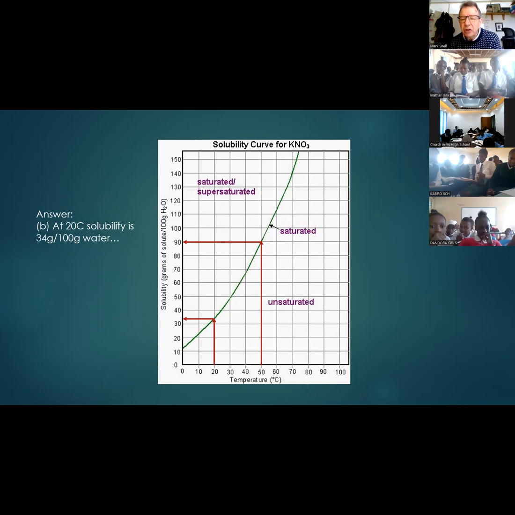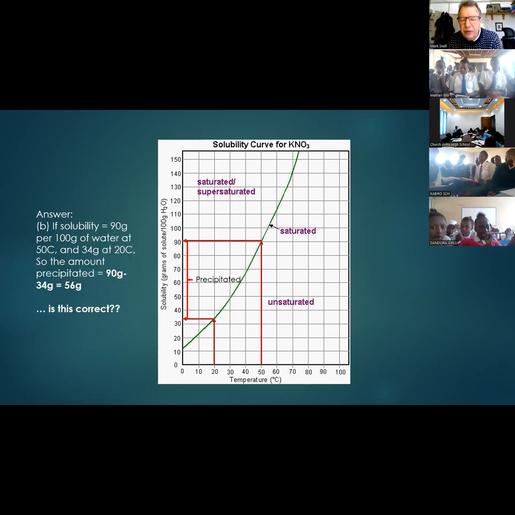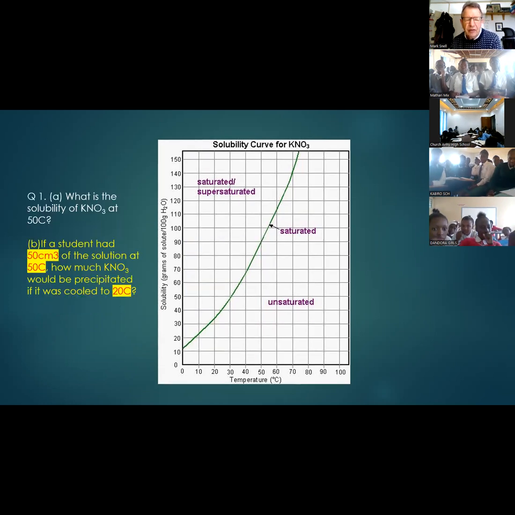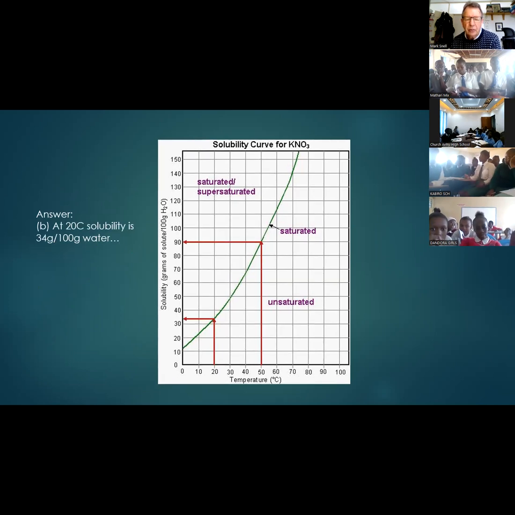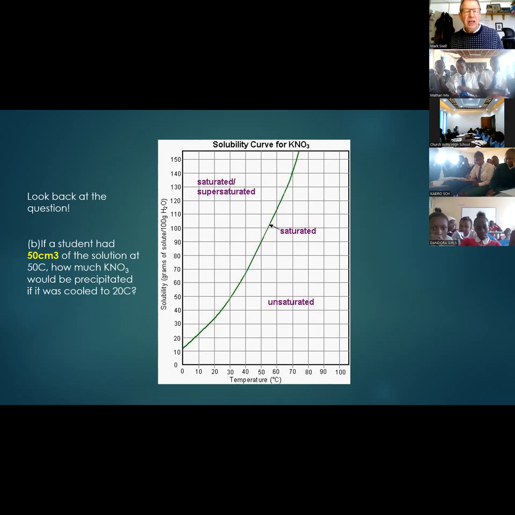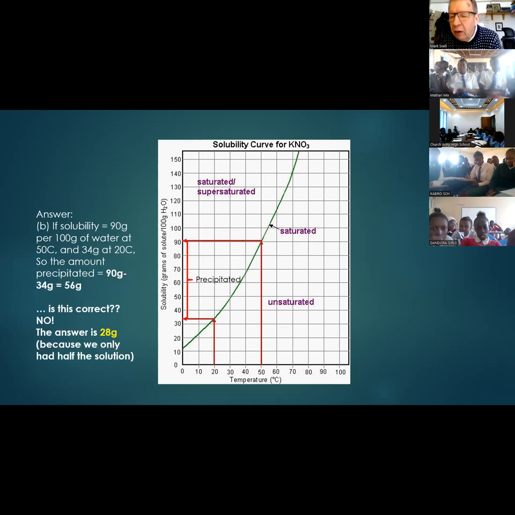So the person who was answering this said 90 minus 34 is 56. And I said, but it's a bit of a tricky question. Can you remember what the problem was? So in other words, if you look at it, the question says they've got 50 cubic centimeters at 50, and it cools down to 20. Because at 50 more dissolves than at 20. So at 50, 90 dissolves, but at 20 only about 34 dissolves. And what we said was it looks like the answer is going to be 56, but the answer was actually 28. And it was 28 because we only had half the volume. Okay, half the volume.